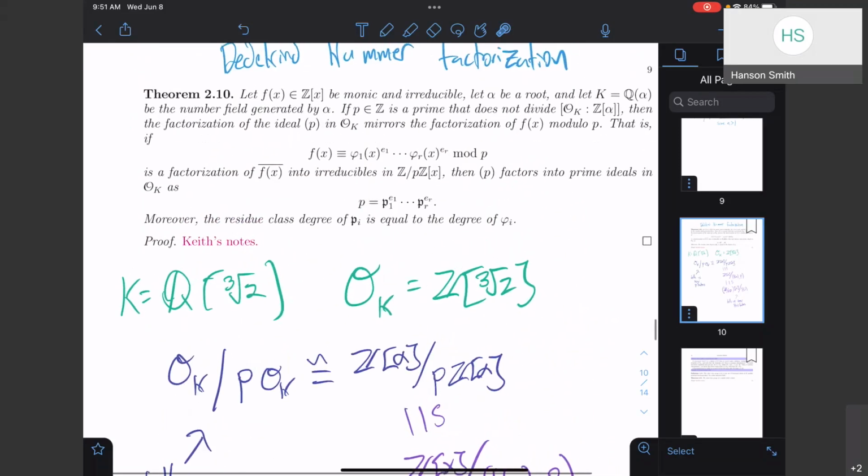But yeah, I just think that this theorem is particularly lovely, having this nice symmetry between factoring a polynomial mod p and factoring p in the ring of integers you get by adjoining a root of that polynomial. And so I will stop right there and ask for questions.